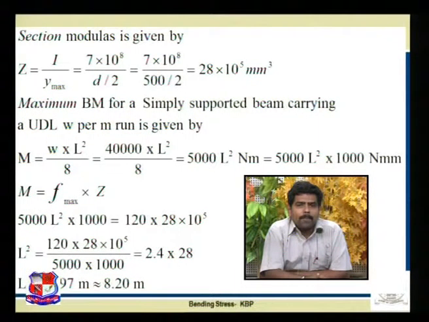Now, the maximum bending moment for a simply supported beam carrying UDL W per meter run is given by the equation WL square by 8, where W is the UDL acting throughout the beam. So we can find 40,000 into L square by 8. So 5,000 L square. The answer is in terms of Newton per meter. If we convert to Newton into mm, I have to multiply by 1000.